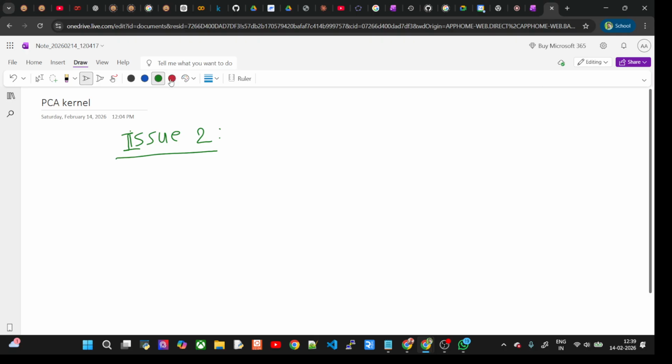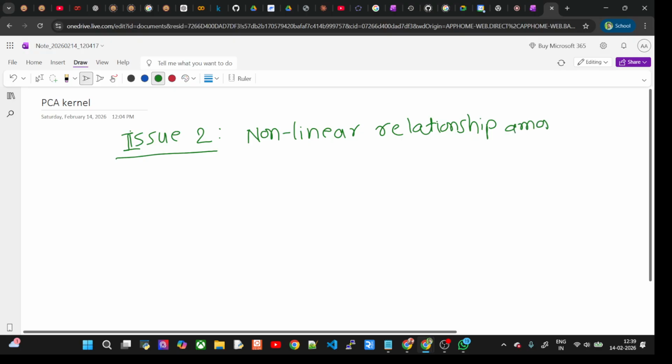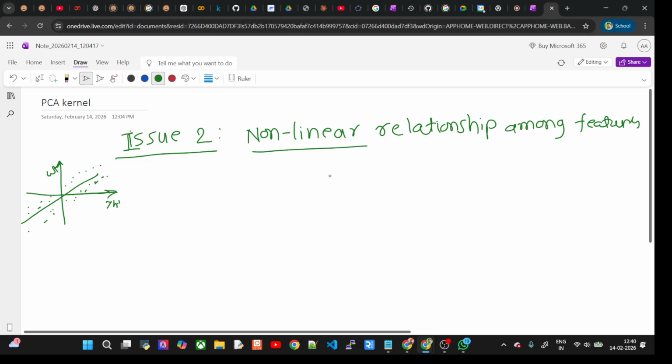PCA has the next issue: when there is a non-linear relationship among features. Earlier we have seen that our features always fall somewhere like this. They have some relation, like how the height grows, the weight also grows like this. Earlier PCA had this kind of relation, but now we are figuring out when they have a non-linear relation.